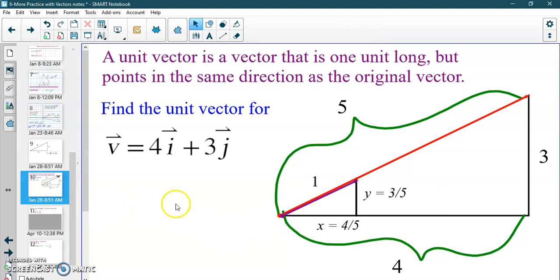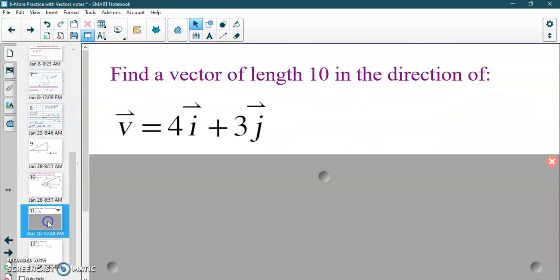Pretty simple. Again, we want to find the unit vector, so we divide the magnitude by itself. That means we have to divide these components by our magnitude as well. Now, if we need to find a vector of length 10 in the same direction, we're not finding a unit vector with a length of 1, we're finding a vector with a length of 10.